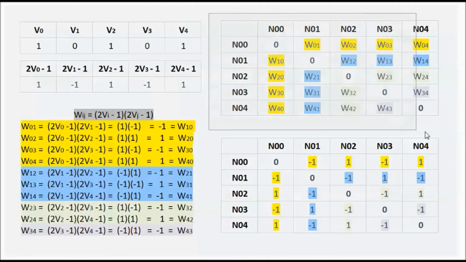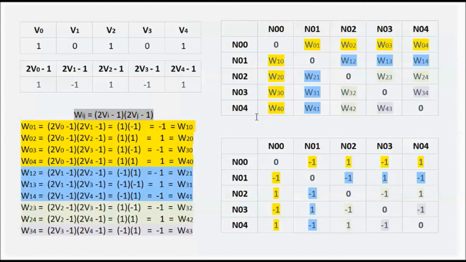Here we have a network of five neurons. Now, a Hopfield neural network is a single layer where each neuron is connected to all other neurons except itself. That's why the weight between neuron 00 and itself is 0, same for all other neurons. And neuron 00 is connected to neuron 01, 02, 03, and 04. And all this 2vi-1 does is transform a 0 into a negative 1, and it keeps 1, 1.